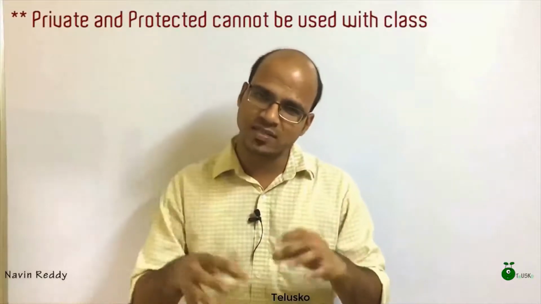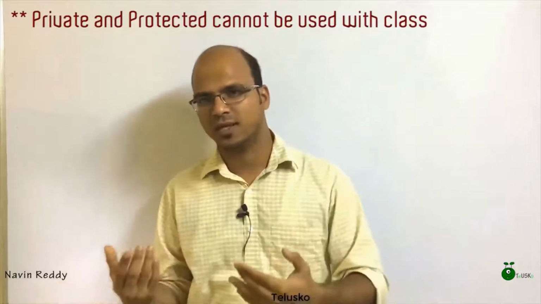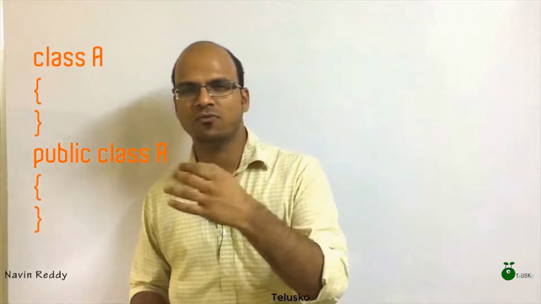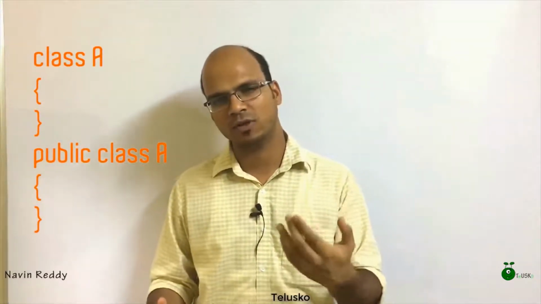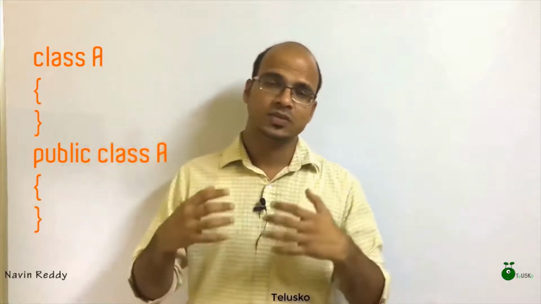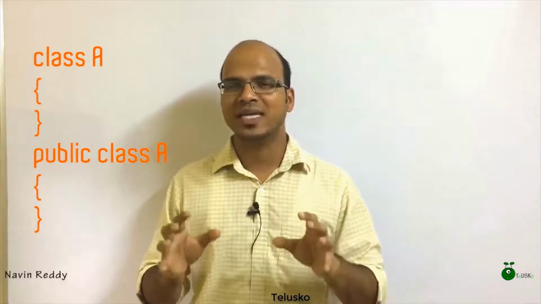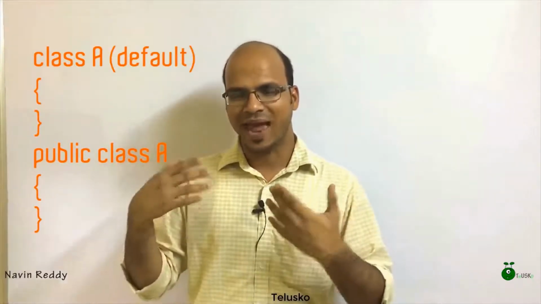If you have an inner class, then you can use private. Otherwise, you cannot use the private keyword with a class. We can also keep that blank, so we can remove public and say only class A. So we can have public class A, and we can also have class A. The difference is that if you write just class A, not public, it will be called a default class. By default, the access is default.